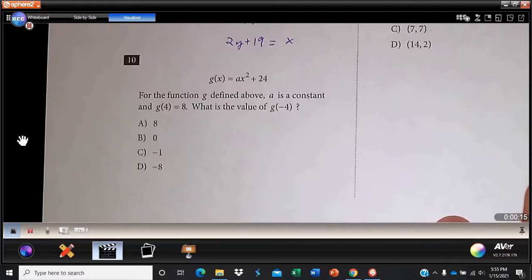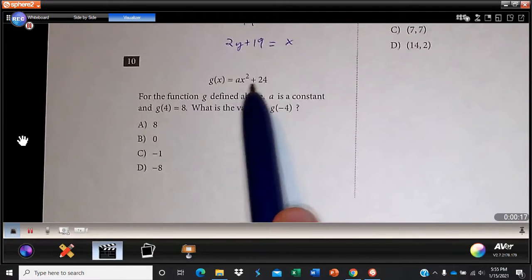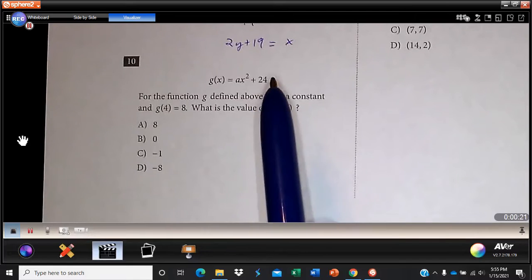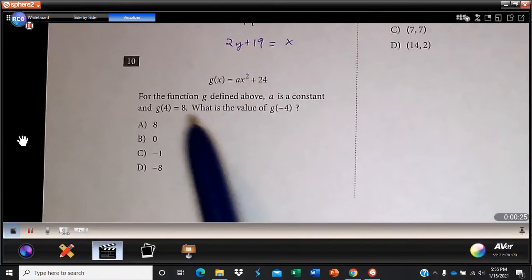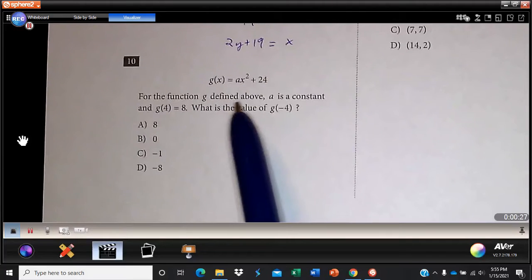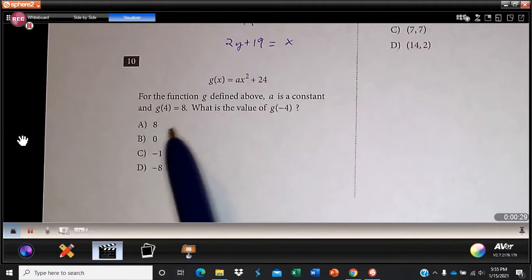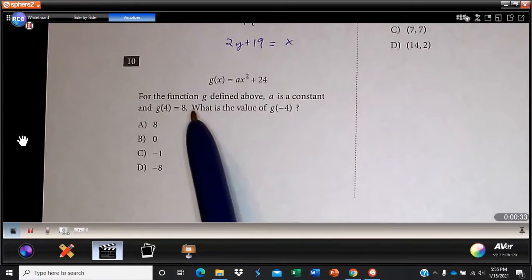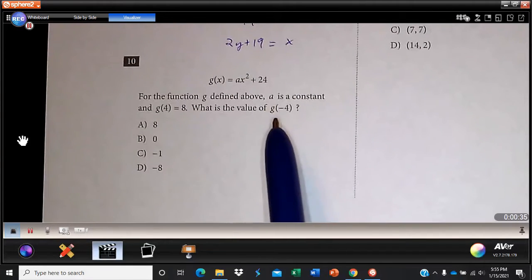So 10. g(x) is equal to ax squared plus 24. Okay, so this is a simple quadratic equation. Noticeably, it's not a linear equation, so we're not dealing with linear equations anymore. For the function g defined above, a is a constant. Okay, that's kind of obvious. And g of 4 is equal to 8. What is the value of g of negative 4?